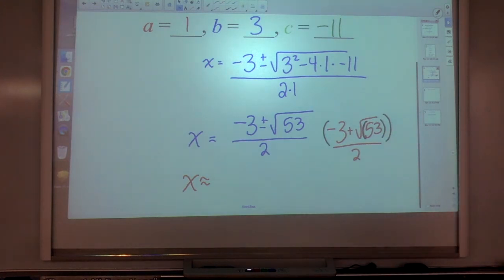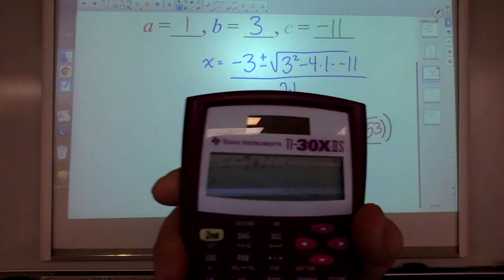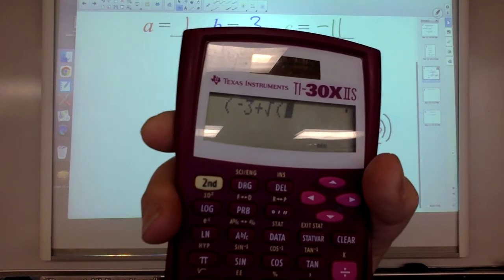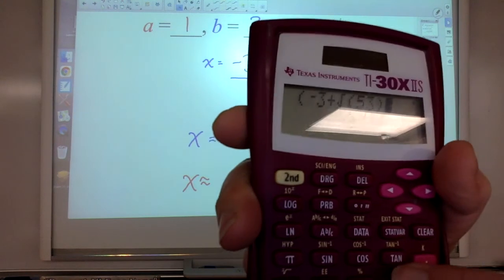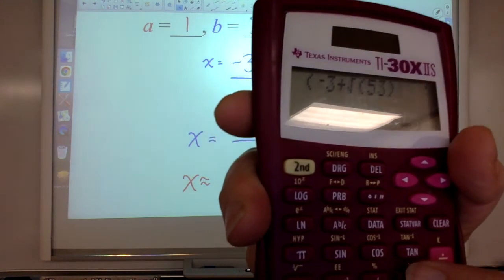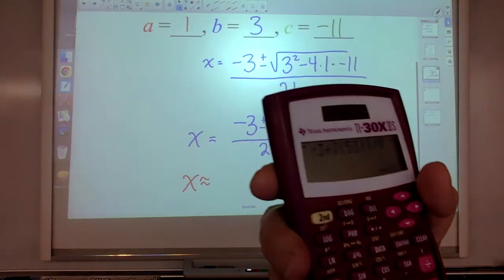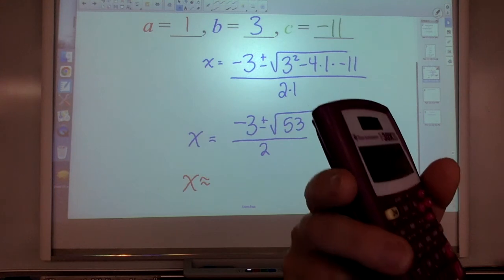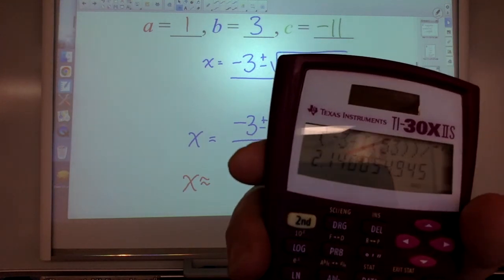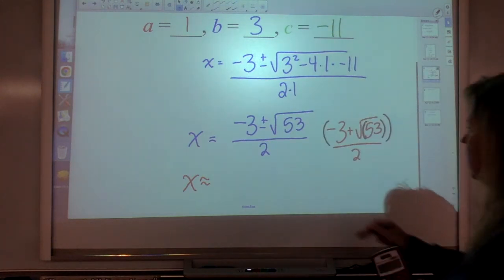Left parenthesis, you've got to try it on your calculator, don't just watch me, plus the square root. If your calculator gives you a square root with a parenthesis, you see how I've got two lefts? Then I need a right to finish the 53 and a right to finish the parenthesis in front of the negative 3. Divided by 2, it equals 2.14. We're going to the nearest hundredth. 2.14.